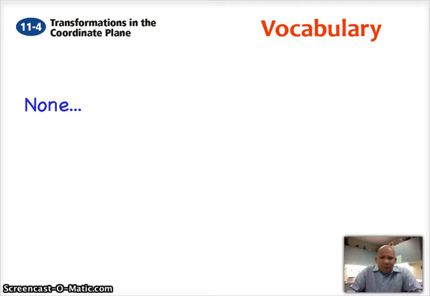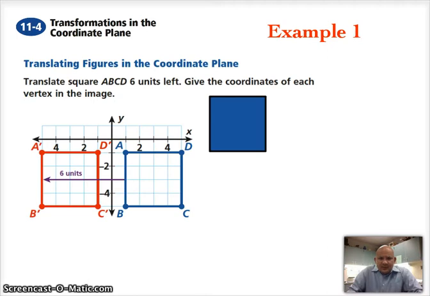Vocabulary, there's no new vocabulary, although it'd be a good idea to review those definitions in the back of your book that we already wrote about: translations, reflections, and rotations. Let's take a look at our first example. Our first example asks us to translate square ABCD, right here, 6 units to the left.